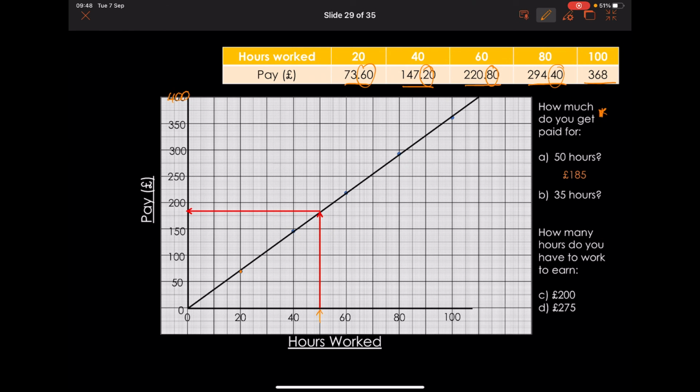For 35 hours, we'd go to the 35 mark, go across to the pay, and that gives us £127. Now the next bit says how many hours do you have to work to earn £200 or £275. Now if you've drawn your graph, you should be able to work this out.